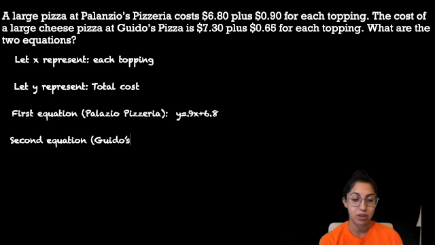Second equation would also be y equals mx plus b. So Guido's Pizza is y equals 0.65x plus 7.3. And that's it. For the slope-intercept ones, these are typically pretty easy because you guys are used to those.